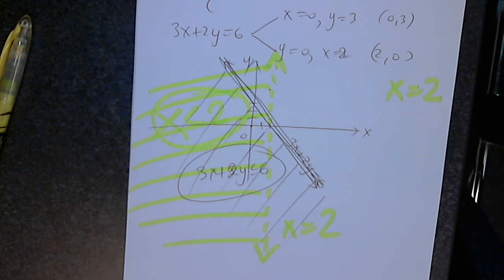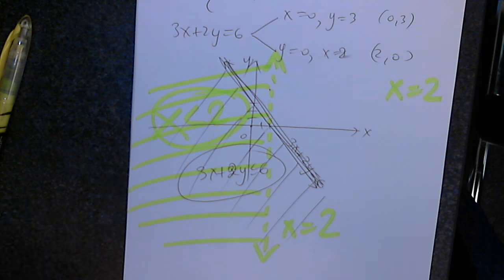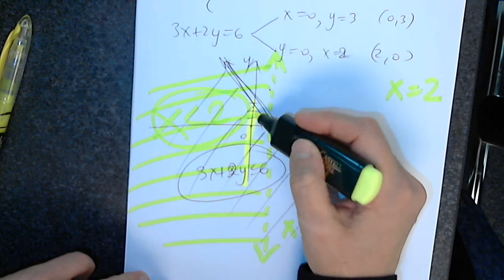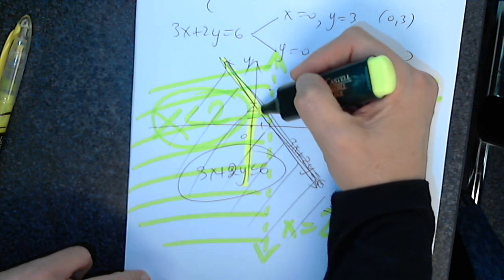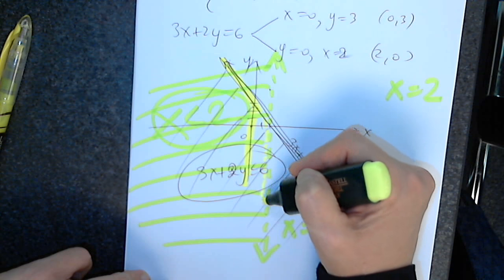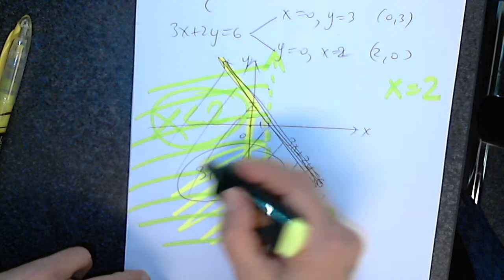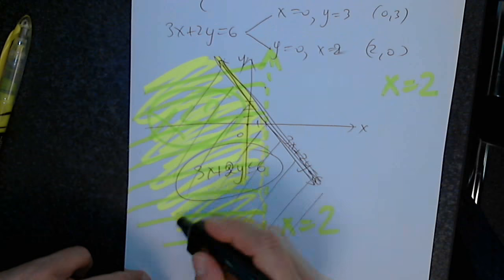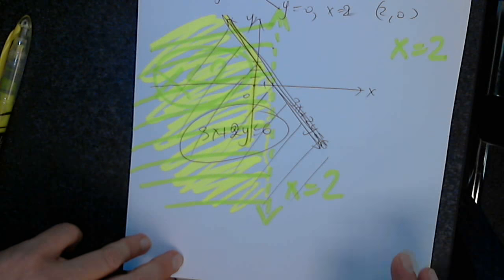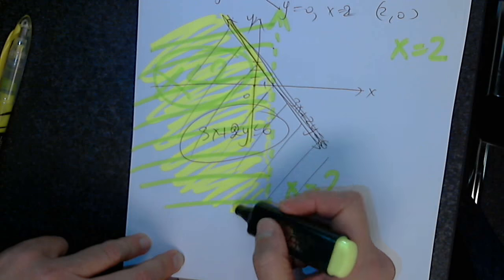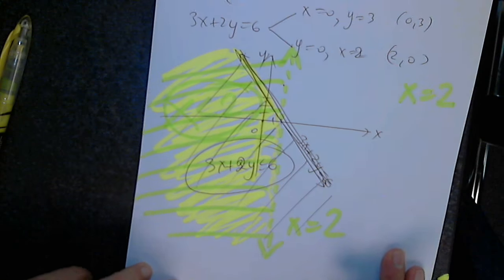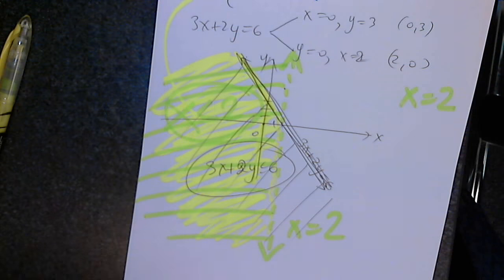Do these two intersect? They do or they don't? Yes, they do. So it's this line and close to this line, but not that. So this line, but nothing on this line because it's a dotted line, and everything in between. So this is the area that solves both.